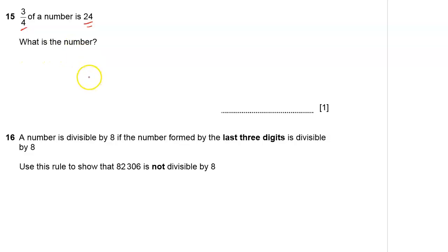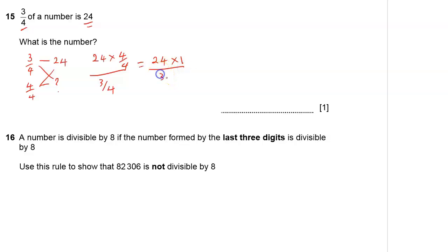Number 15. 3 quarters, 3 over 4 of a number is 24. What is the number? The whole of a number, in this context, is 4 over 4. So you cross multiply, and what you get here is 24 times 4 over 4 divided by 3 quarters. Of course, 4 divided by 4 gives us 1. Therefore, this will be 24 times 1 divided by 3 quarters. This gets to 24 times 4 divided by 3, which, when you do the math correctly, gives you 32. Therefore, 32 is the correct answer.